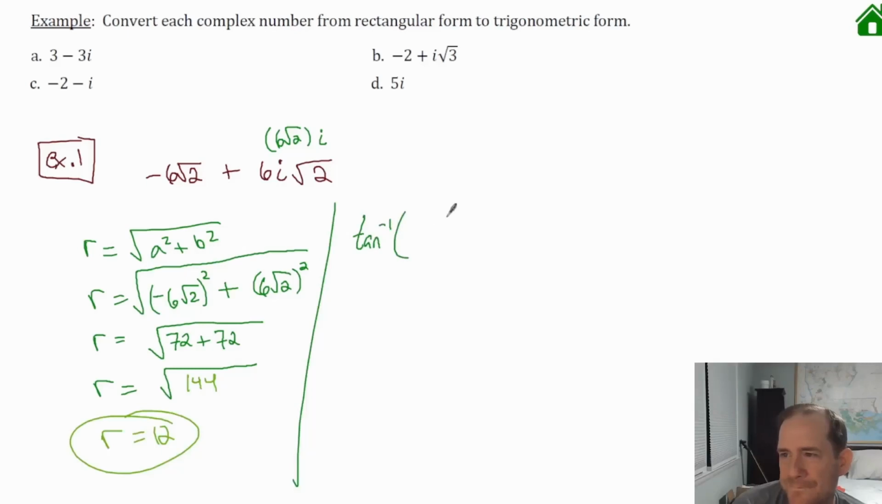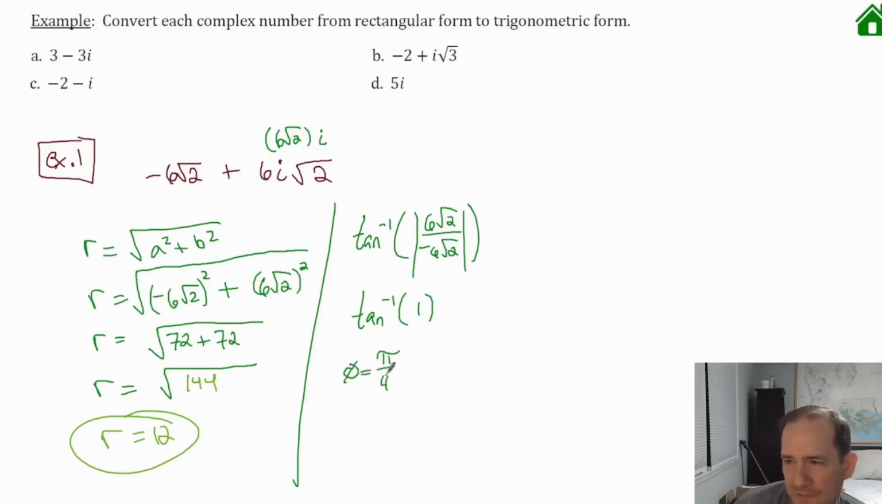Okay, anyway, we agree that our radius is 12. To find our angle, you're going to do the inverse tangent of the imaginary part in the numerator, the 6 root 2, over the real part in the denominator, which is 6 root 2. And I'm ignoring the negative because we're doing the absolute value anyway, right? So you're just getting inverse tangent of 1. An inverse tangent of 1 gives pi over 4, which you guys should know by now. It's 45 degrees. But isn't that number left and up, putting us in quadrant 2? So it's not 45, it's 135, which means it's 3 pi over 4.